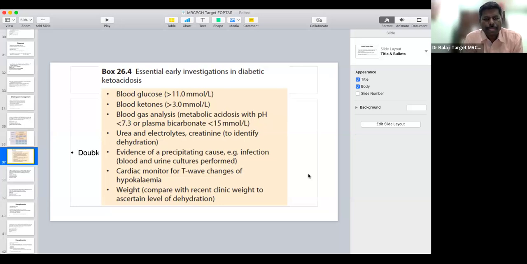Don't worry. So when the sugar is more than 200, ketones are more than 3, pH is less than 7.3, and bicarbonate is less than 15, these are all the criteria for diabetic ketoacidosis. What investigations will you be doing? In addition, you will be checking the T wave changes for potassium on ECG, and trying to find the cause for the DKA. Is any infection there or not, so that we are going to check.